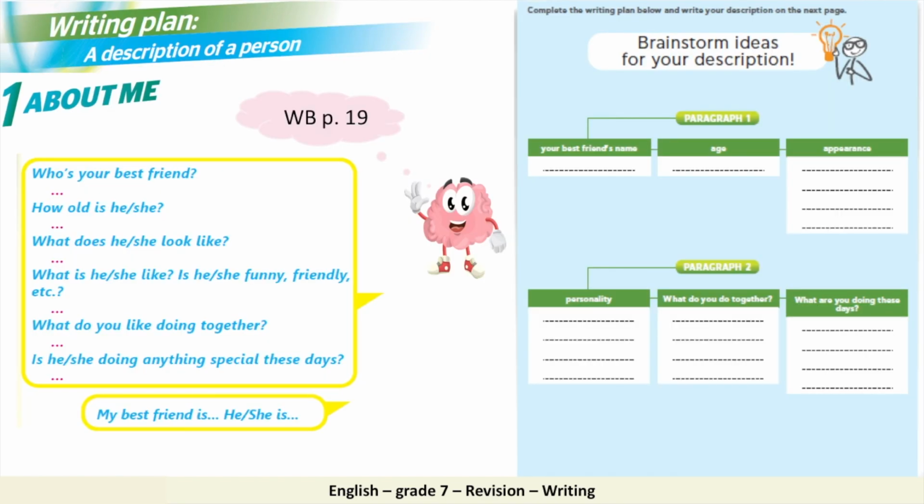Remember to always brainstorm ideas before you start writing. Make sure that you complete the speaking task with a family member or a friend to help you brainstorm ideas. Have a family member or a friend ask you the following questions and answer them. After you are done with the speaking task, use all those ideas to complete the writing plan. Let's revise with an example on how to complete the writing plan correctly.